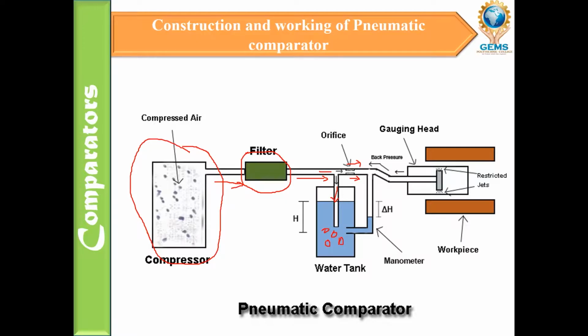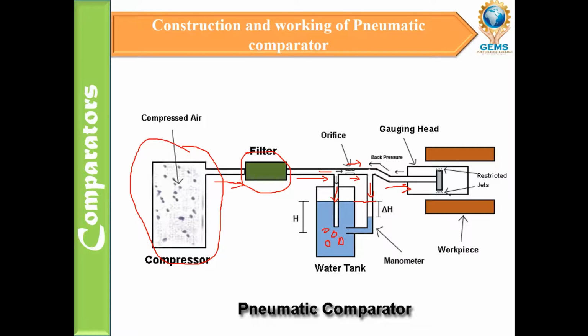So the air now goes, some of the air comes, some of the air also comes like this, right? Some of the air goes like this. So what happens? First of all, we make the standard piece here. So we measure, and there is no deflection because the water level indicator and the manometer will be at the same level, right? Here it will be at the same level.